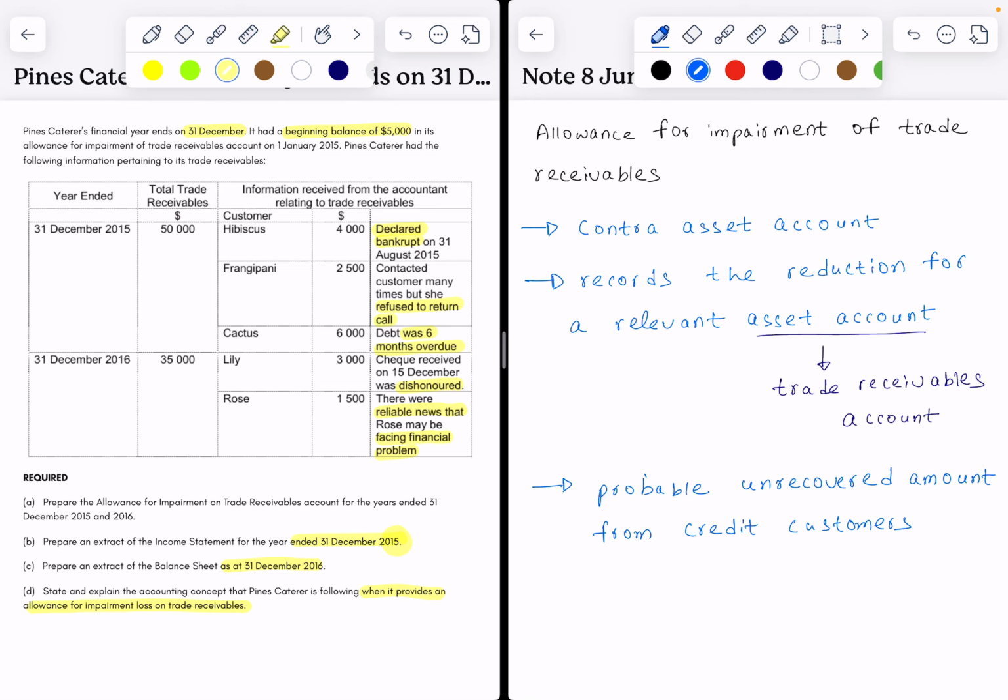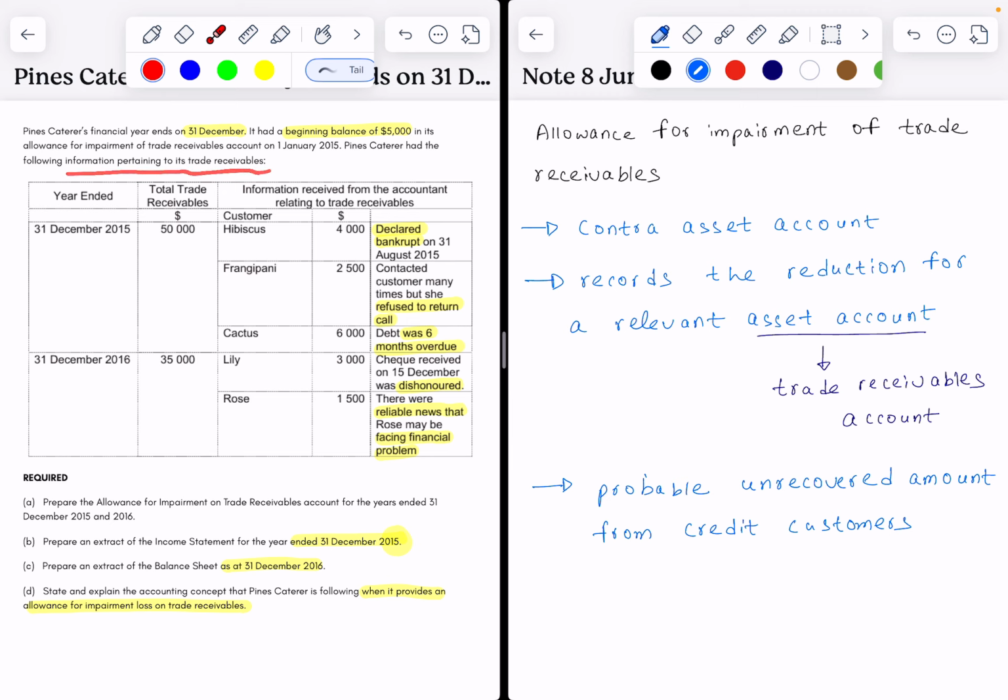So let's look into the question that we've got on the left hand side. Pines Caterers' financial year ends on 31 December. It had a beginning balance of $5,000 in its allowance for impairment of trade receivables account on 1 January 2015. Pines Caterer had the following information pertaining to its trade receivables.